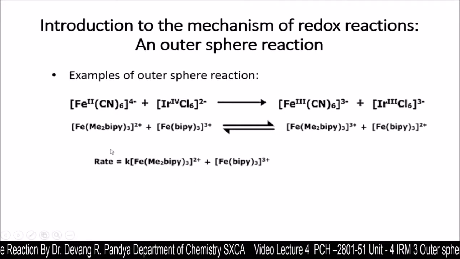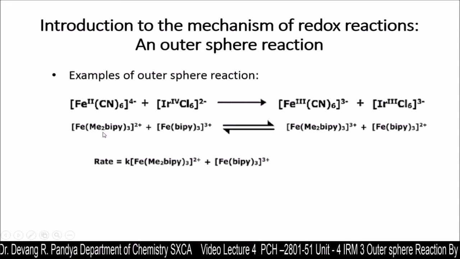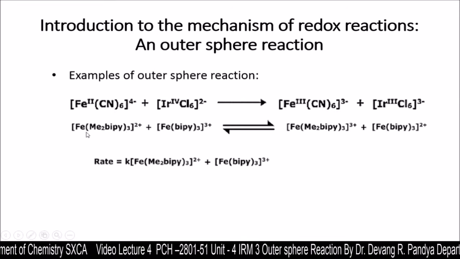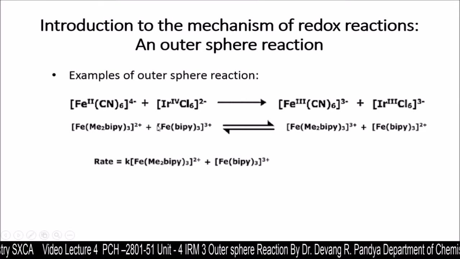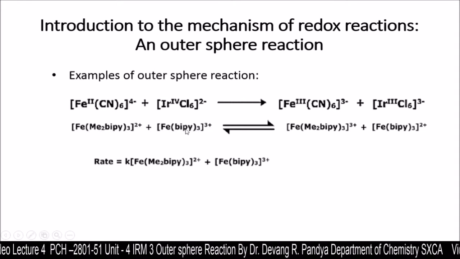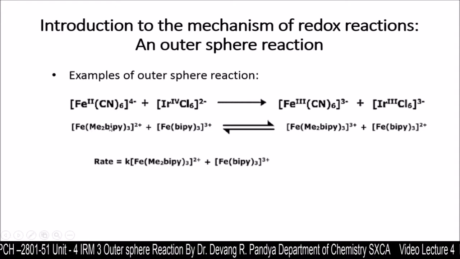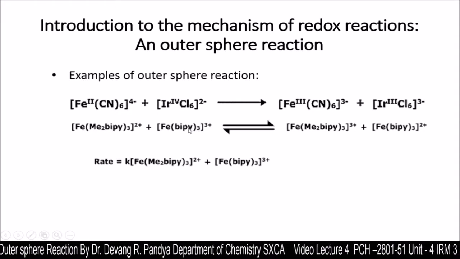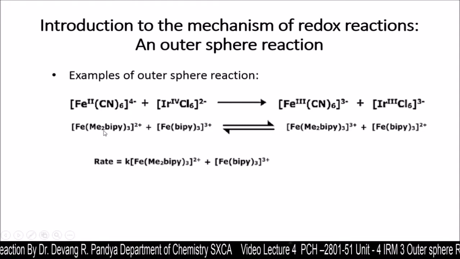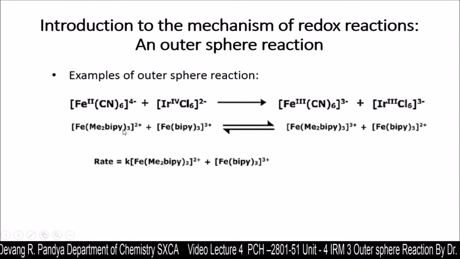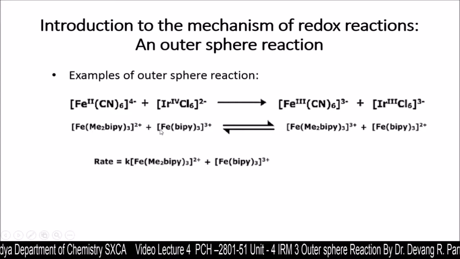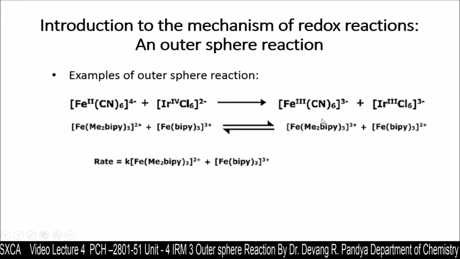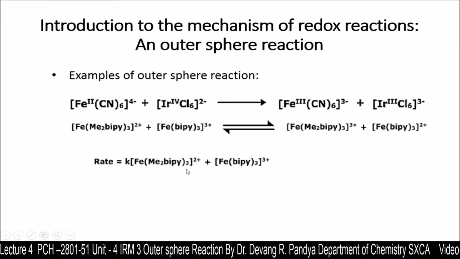This is another example, where you can see a dimethyl-bipyridine tris(bipyridine) complex treated with a tris(bipyridine) complex. That means here there is a substituted bipyridine and there a non-substituted bipyridine, and there also the outer sphere remains intact and inert. The electron transfer takes place between these two ion centers, and we get this rate constant for the reaction.